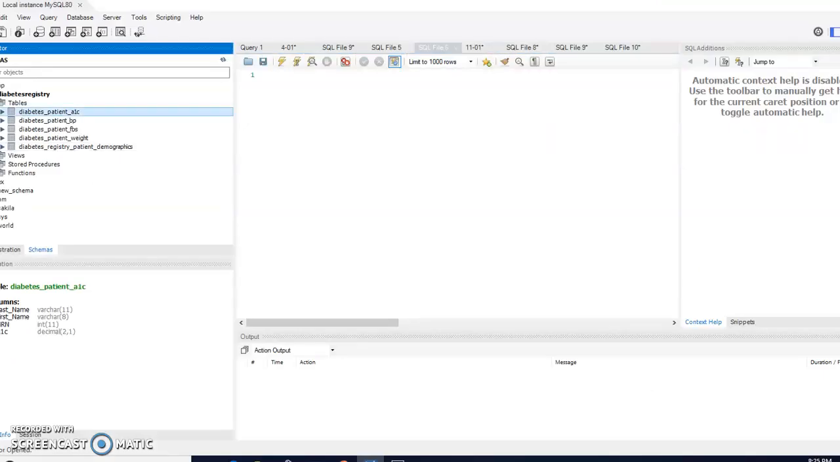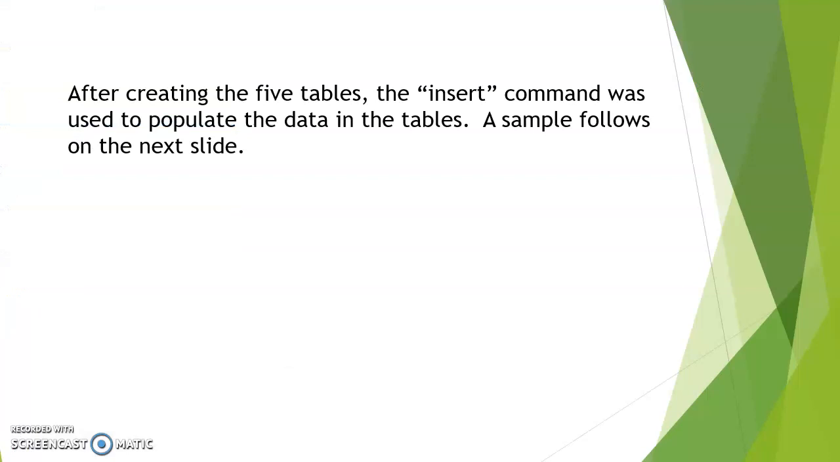There was a patient A1C table, patient's fasting blood sugars, patient weight, and patient blood pressure. After creating the 5 tables, the insert command was used to populate the data into the tables, and a sample follows on the next slide.